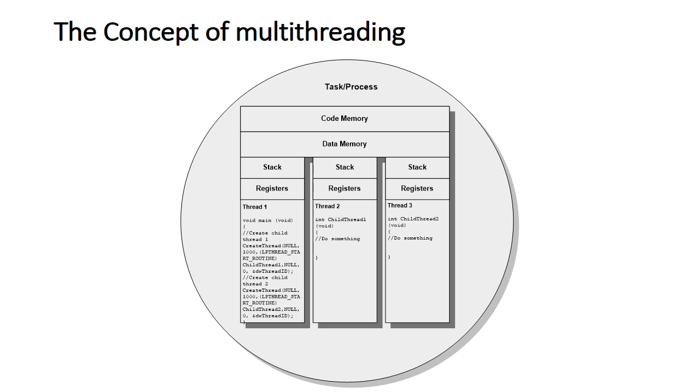This figure gives you a clear difference between process and thread. This is a task or the process, which is a program under execution, and every process will have a code memory and a data memory, which is common for all the threads under it. We have thread 1, thread 2, thread 3. Each thread has its own status registers and stack pointer. And a thread is nothing but a sequential control of the program.